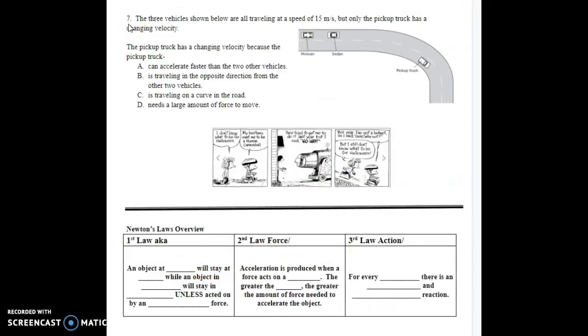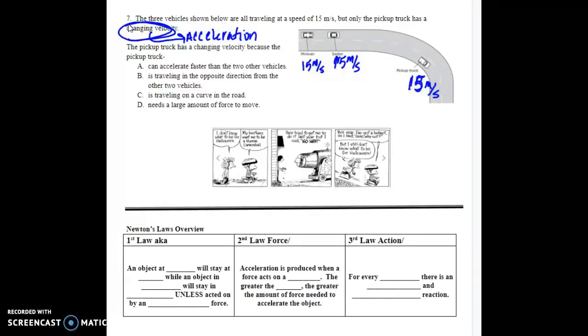Okay, number 7. The 3 vehicles shown below are all traveling at a speed of 15 meters per second. So let's go ahead and just label 15 meters per second. But only the pickup truck has a changing velocity. Uh-oh, changing. I see that changing word again. So I'm going to automatically know that the pickup truck is accelerating. It has some acceleration because it's changing.